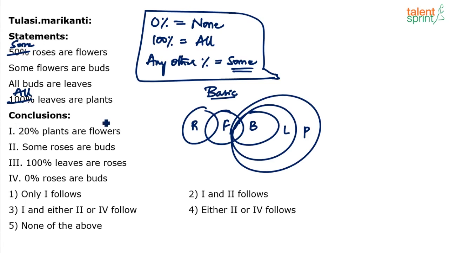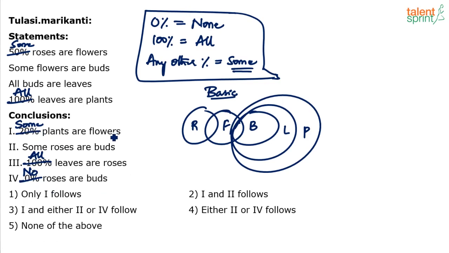Now let us verify the conclusions in the basic diagram first. Even in the conclusions you will find that some percentages have been used. So 20% means what? Some. 100% here is all. 0% is none or no. So the conclusions are: some plants are flowers, some roses are buds, all leaves are roses, no roses are buds. Now let us verify the conclusions in the basic diagram first.